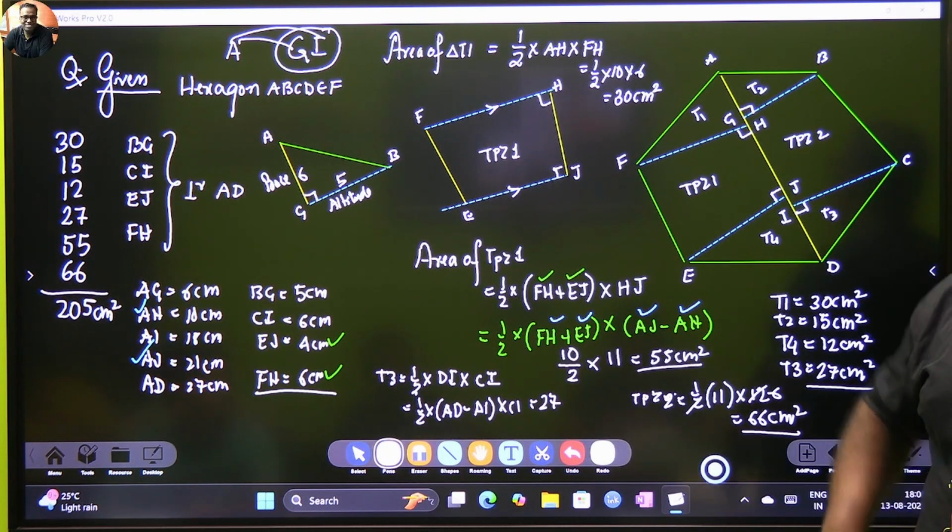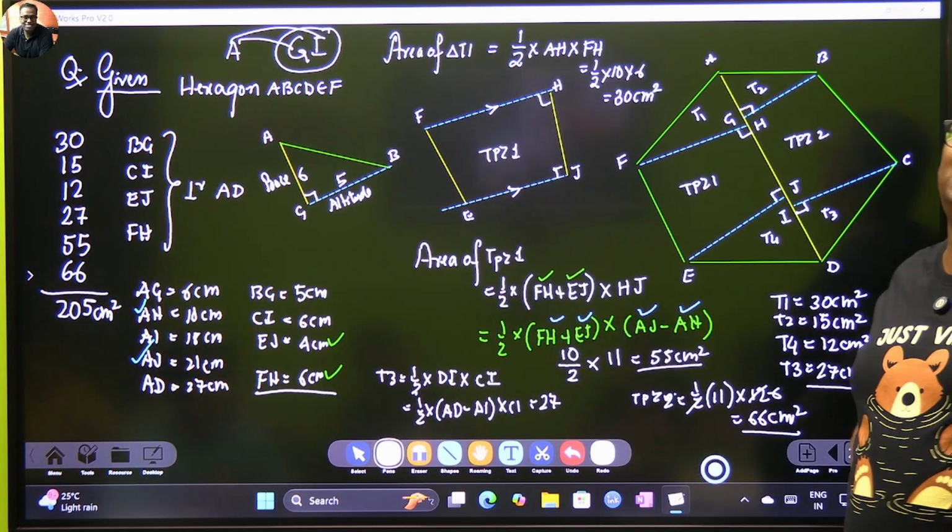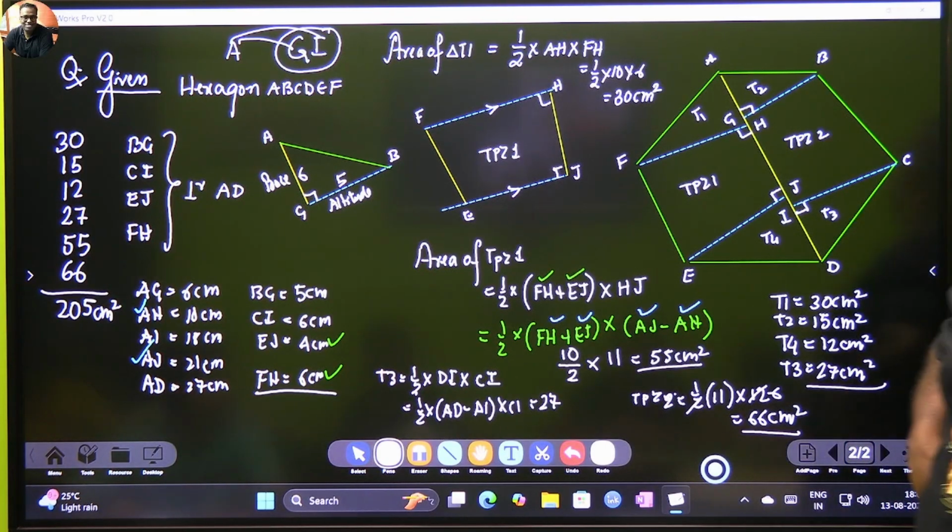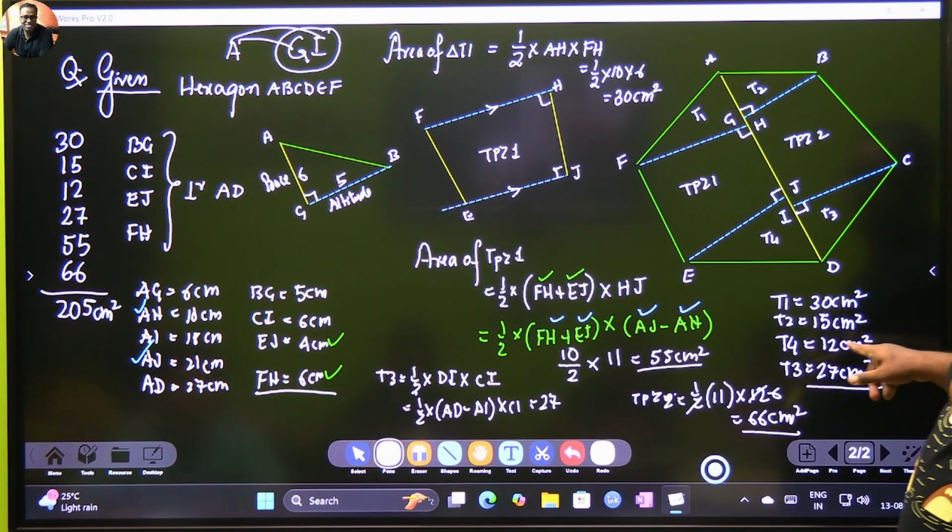Where I have doubt. Yeah, we'll solve the doubts. Come, children, tell me one of your doubts. One by one. I still didn't understand how we got 12 and T4.